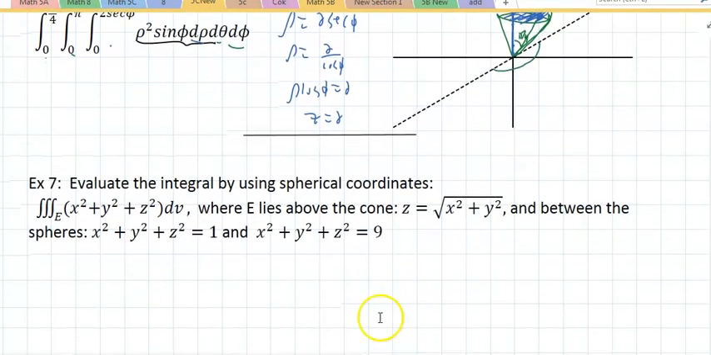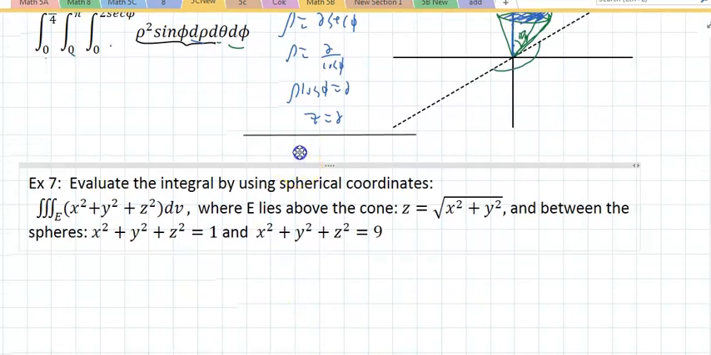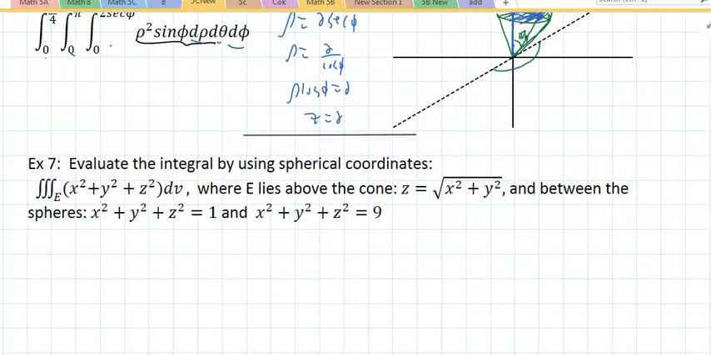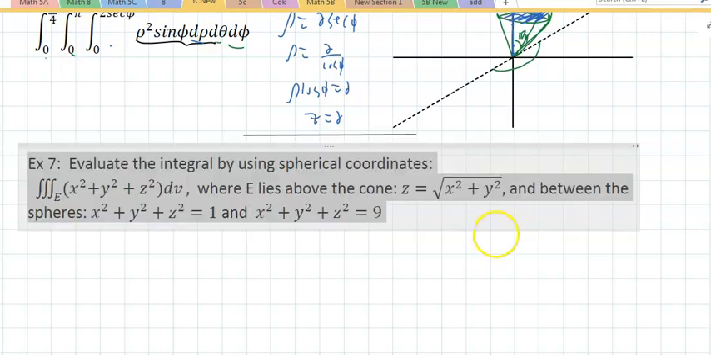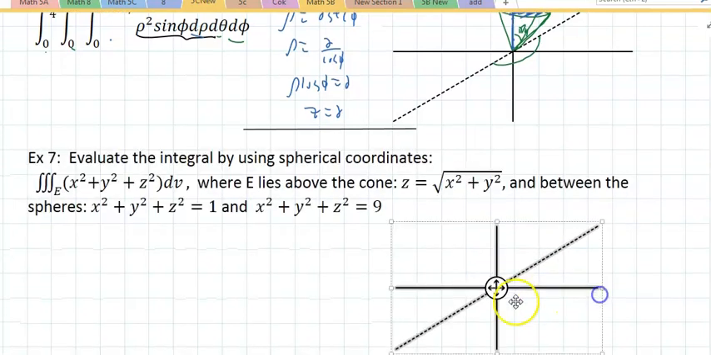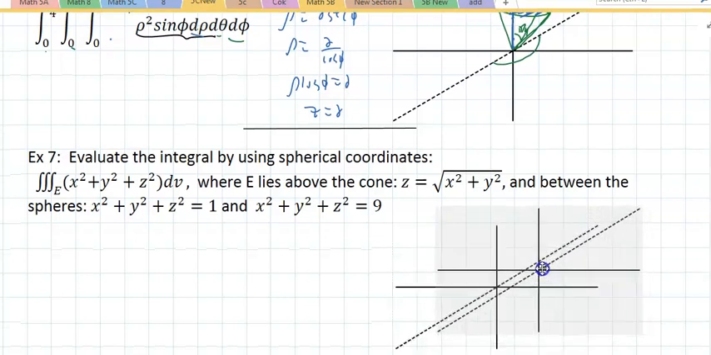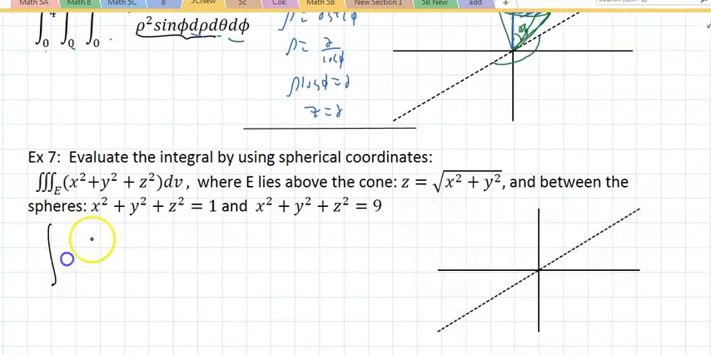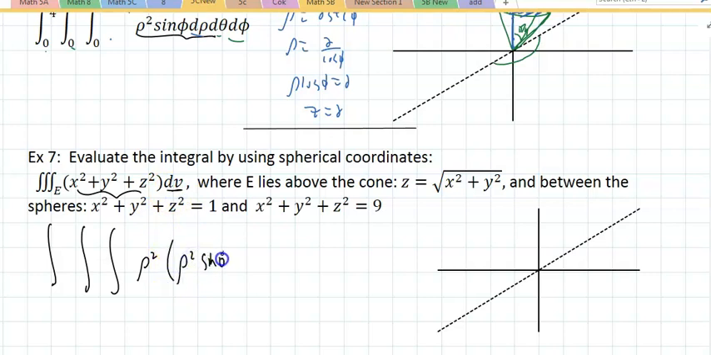And if I look at my last example, evaluate the integral by using spherical coordinates. Alright, we want to really review what we're doing. This is going to be the integral. Well, this is simply rho squared, and dV by itself is rho squared sine of phi. That's provided on your exam. You don't have to memorize it.